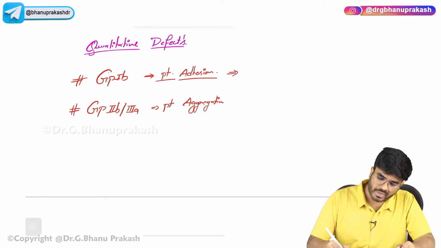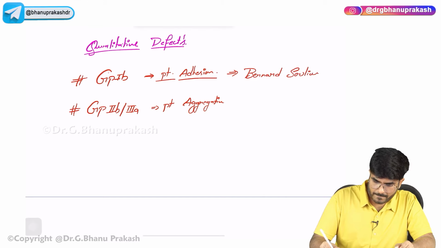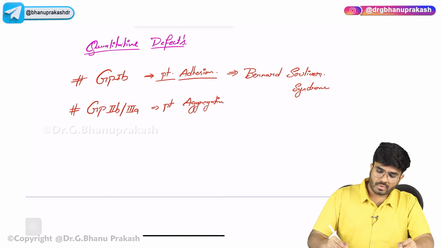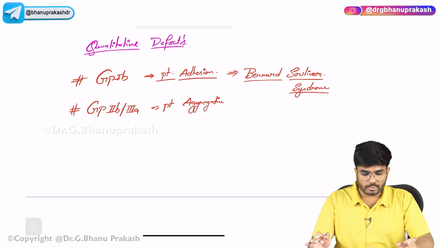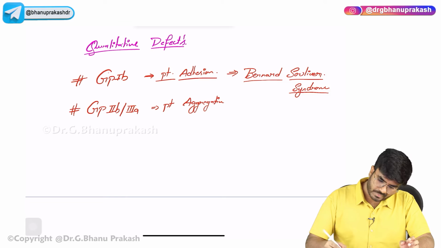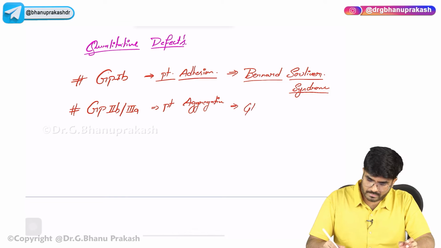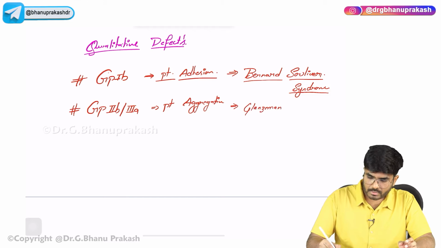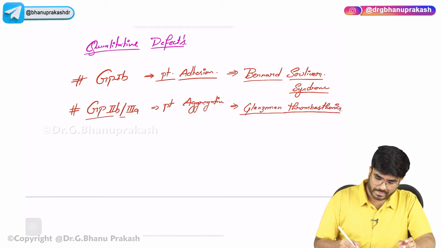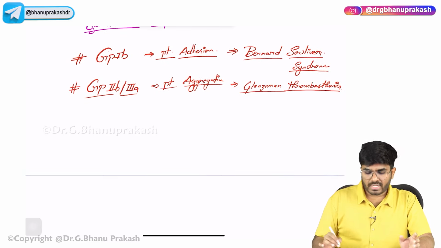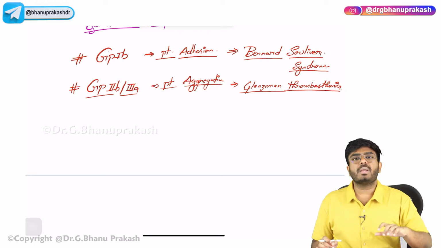This syndrome is called Bernard-Soulier syndrome. What is the problem in Bernard-Soulier syndrome? Is it a platelet adhesion or aggregation defect? It is a platelet adhesion defect, and the problem is with the GP1B molecule. In the other condition, called Glanzmann thrombasthenia, the problem is with GP2B3A, so there is a platelet aggregation defect.